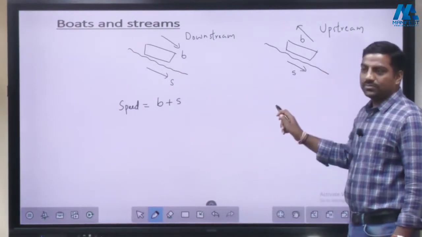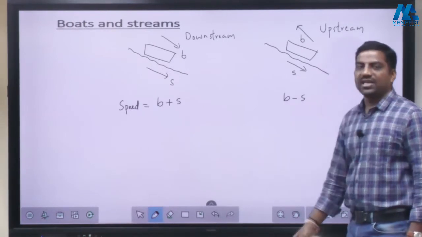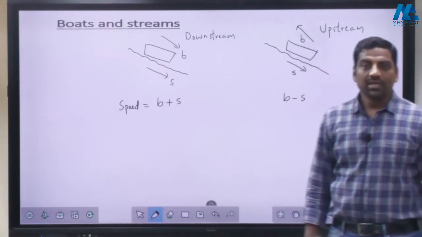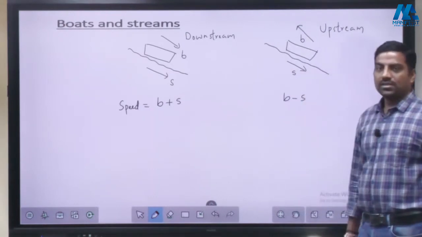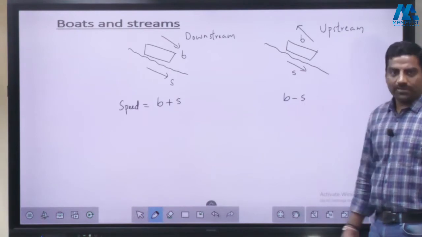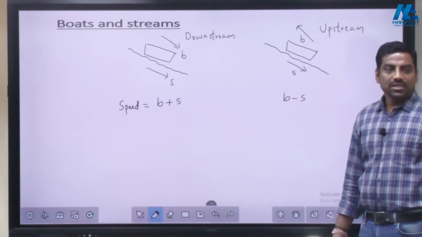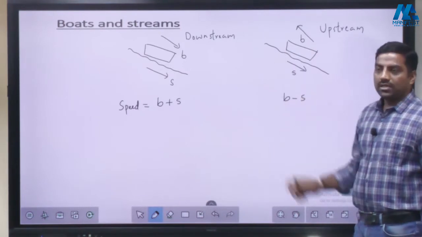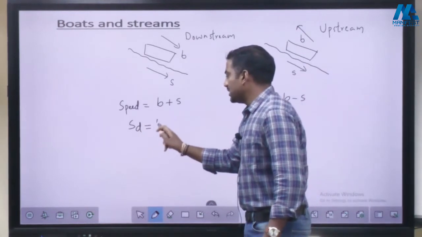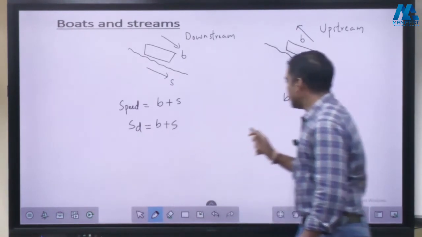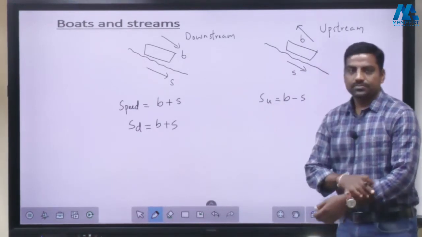What about this case? Always B minus S. B has to be greater than S, otherwise we cannot cover a significant distance. If B is smaller than S, then you will be pushed backwards, right? So what is the fun in covering the distance? Yes. So the speed in the downstream is always B plus S, and the speed in the upstream is always B minus S.